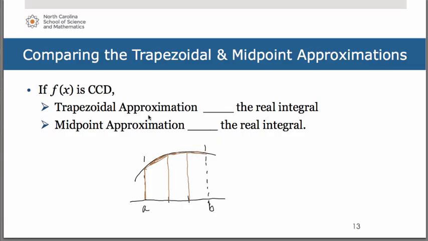So what ends up happening is that if the curve is concave down, the trapezoidal approximation is less than the value of the real integral, the true area under the curve.